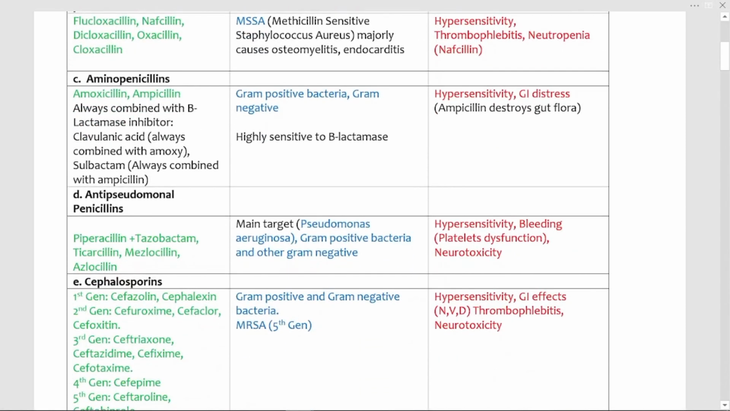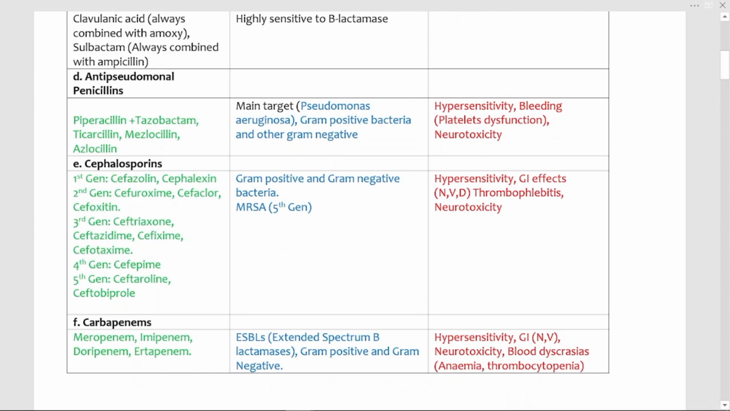We also have the anti-pseudomonal penicillins, piperacillin with tazobactam. We've got the ticarcillin, the mezlocillin, and the azlocillin. They are very good against Pseudomonas aeruginosa, but they can also be used against gram-positive bacteria and other gram-negative bacteria.